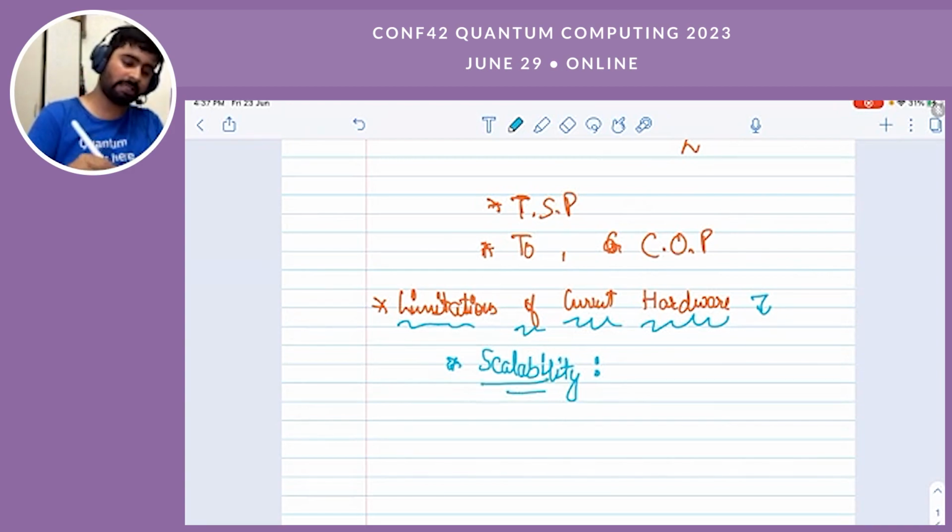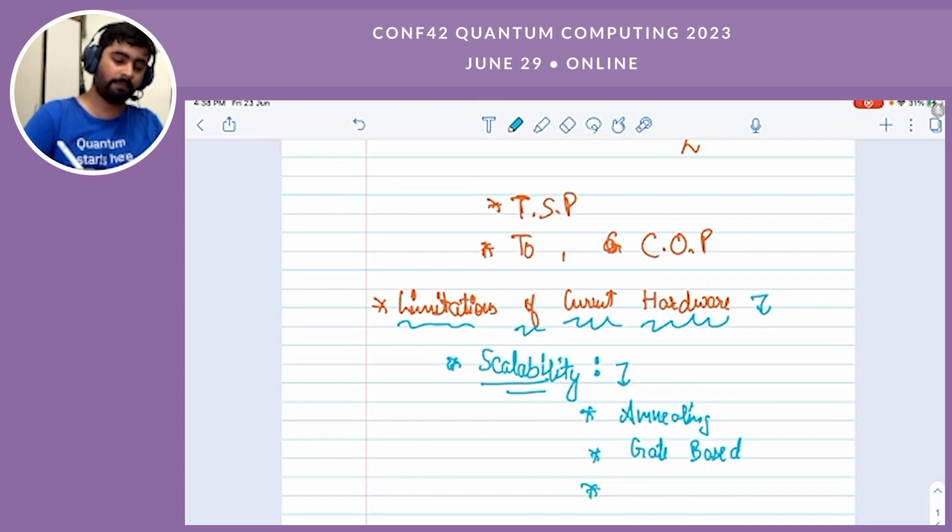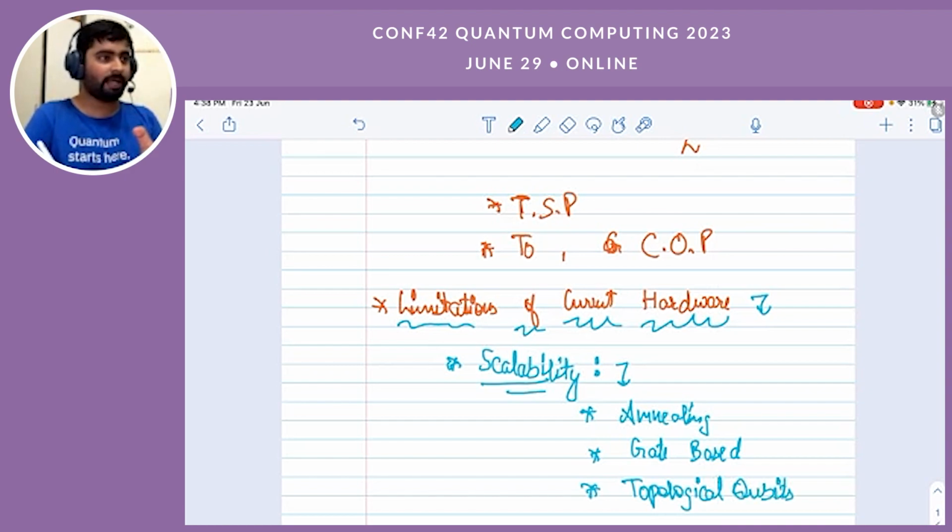Because there are multiple architectures in our quantum computing domain right now. We have annealing architecture, and we'll talk about annealing in detail later. We have gate-based architecture. You have your topological qubits, logical qubits. These are some of the major architectures which we have in quantum computing.